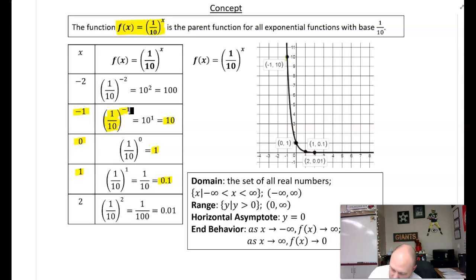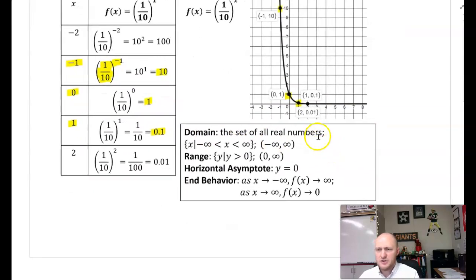So here are the key points that we're going to go ahead and use when we graph this. And again, I hope you notice it's the same thing as base 10, just with a reflection. We're just reflecting it, okay? Here are the key features listed. Those should look familiar to you. You can pause me if you want to review them, but we'll talk about them here in a second.